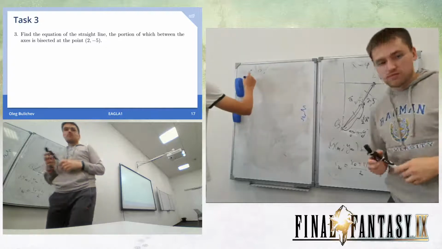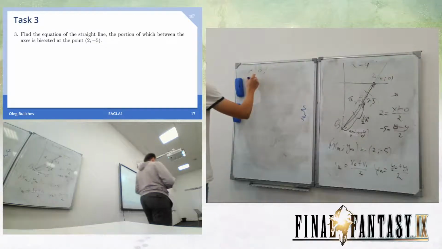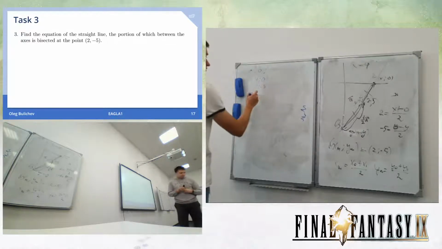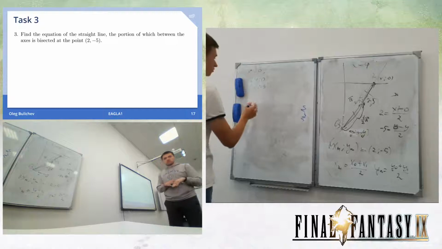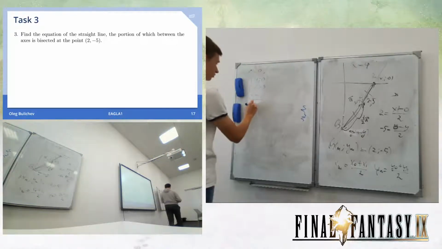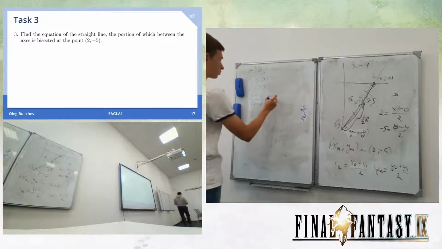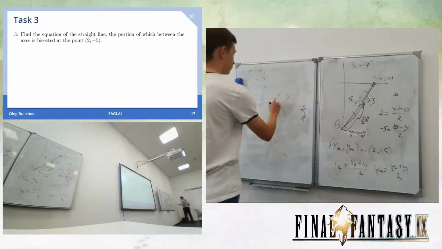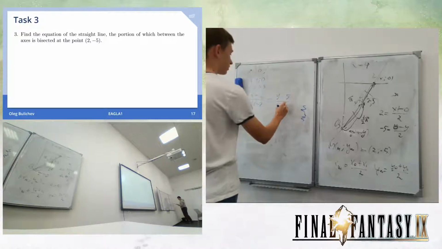Now we have 2 points. For example, (4, 0) and (2, -4). We can use the canonical form: (x minus 2)/(4 minus 2) equals (y plus 4)/(0 plus 4).